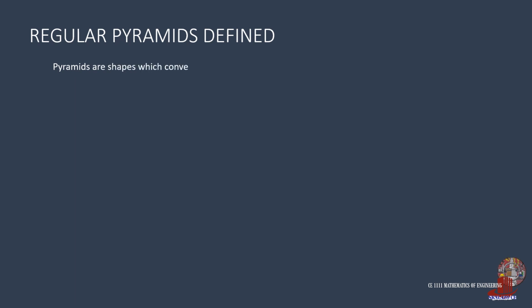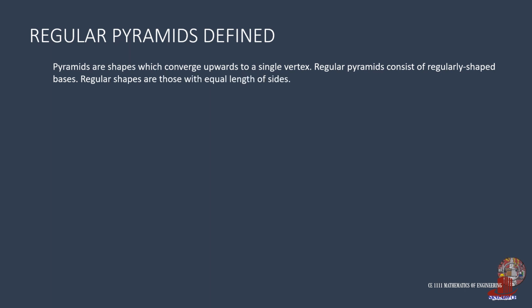Pyramids include different polygons for bases, but each side extends upwards, converging at a single vertex. The term regular describes the base of the pyramid. The base is a regular polygon.